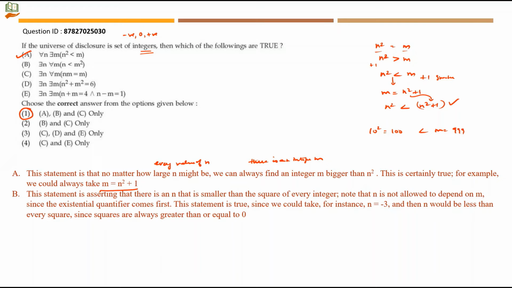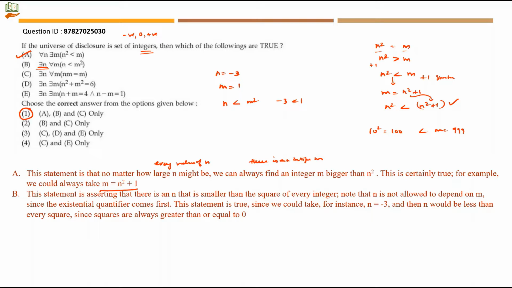So this statement says there is a number n that is smaller than the square of every integer. Note that n is not allowed to depend on m since the existential quantifier comes first. So which quantifier comes first matters a lot. This statement is true. Since we could take for example n is equal to minus 3, then we will have m is equal to 1. N is less than m square. Minus 3 is less than 1 will be true.